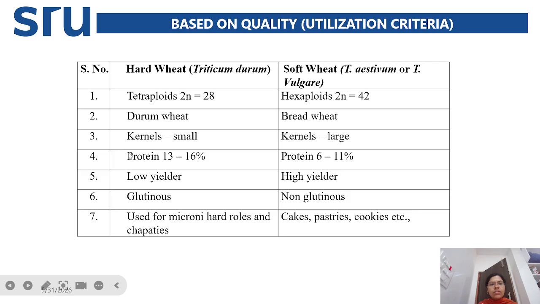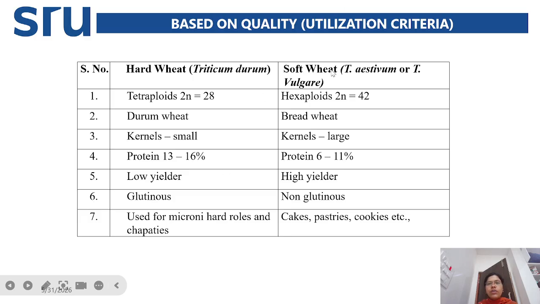In case of Triticum durum, the kernels are very small, and they are having the protein content around 13 to 16%. And this hard wheat are low yielders, and they are more glutinous. They are having the more gluten content. And this hard wheat is used for making macaroni as well as the chapatis.